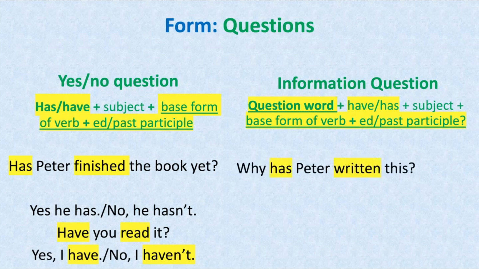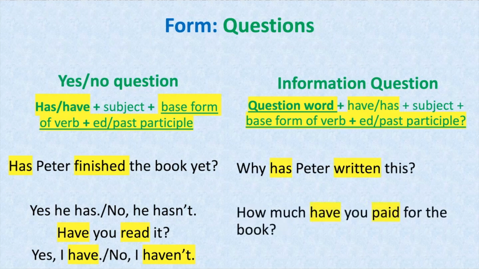You see here that I started with the question word why, followed by auxiliary has, because Peter is he. You remember for third person singular subjects, he, she, it, I have to use auxiliary has. Then I use the form written, which is a past participle of the verb to write. How much have you paid for the book? My subject is you, plural. My auxiliary verb is have for the subject. And the verb paid is the past participle of the base form to pay, because pay is an irregular verb in English.